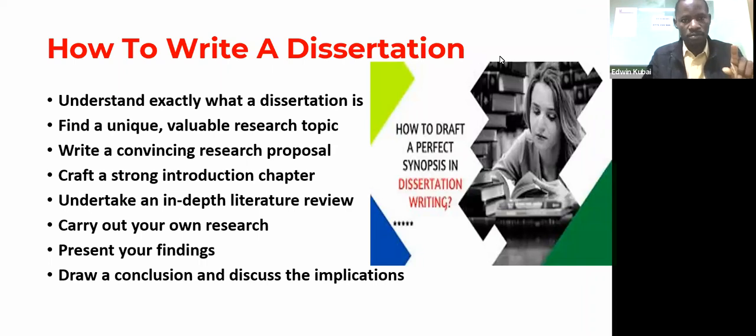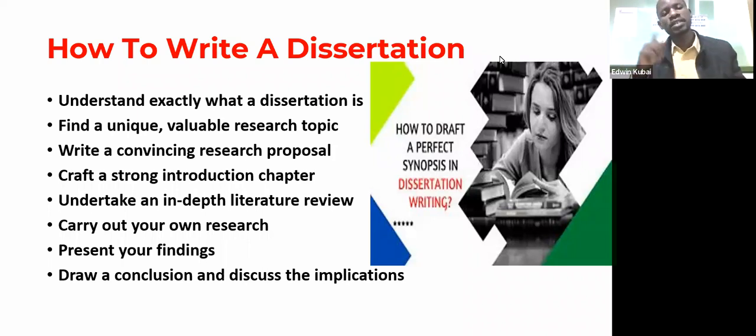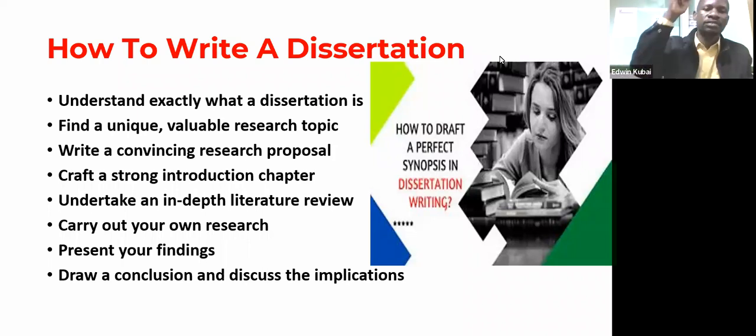Find a unique, valuable research topic if you want to come up with a dissertation, because a dissertation is a complete research project. For you to write a complete research project, first make sure that the area you're looking at is very unique, that you can convince somebody that this area needs some research to be done in, and that research is important. And that's why you are doing that research.